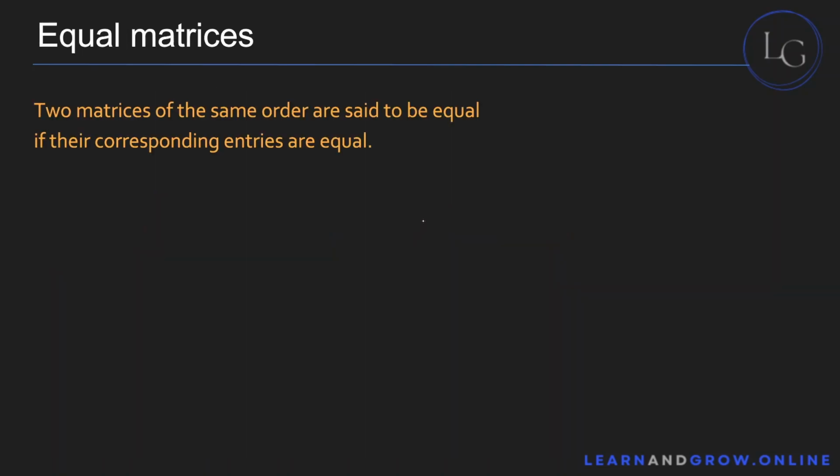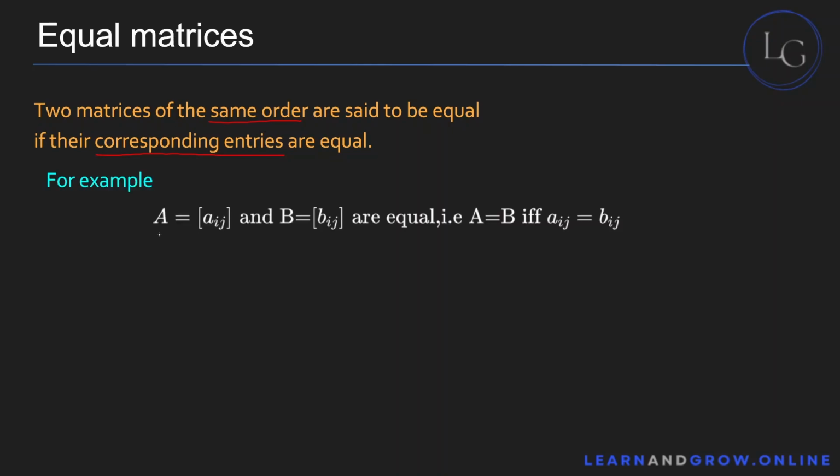Now what are equal matrices? For two matrices to be equal, there are two conditions. They must be of the same order, so the number of rows and columns of both matrices must be equal, and their corresponding entries must also be equal. So what this means is, see, let's have two matrices A and B. What this represents is the element of A in the ith row and jth column.